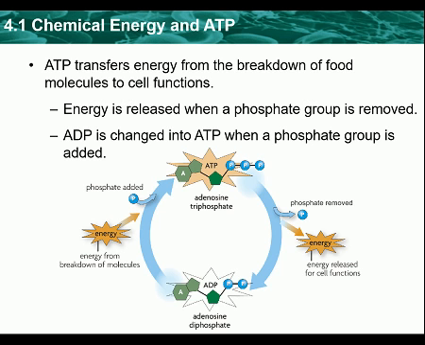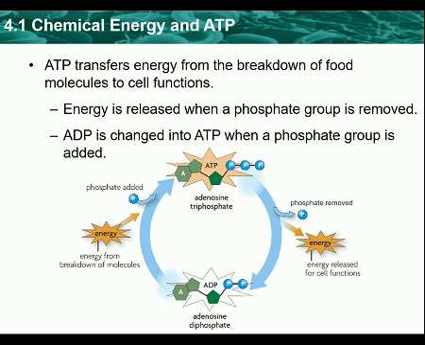All cells use chemical energy carried by ATP, which is adenosine triphosphate. ATP is a molecule that transfers energy from the breakdown of food molecules to cell processes. You can think of ATP as a wallet filled with money. Just as a wallet carries money that you spend, ATP carries chemical energy that cells can use. Cells use ATP for functions such as building molecules and moving materials by active transport.